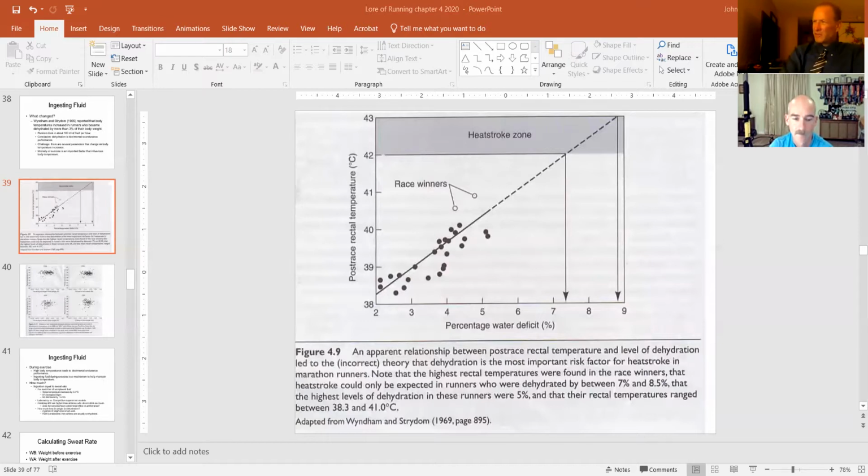And so this is after some marathon data. Here are the race winners, and these are all different athletes doing the marathon. The race winners were up here. They were some of the highest dehydrated athletes, and they were the highest in core temperature. But they didn't get above that 42, and that's the key. That's right. And one of the things he talks about here is that maybe elite athletes have an ability to tolerate higher core temperatures.